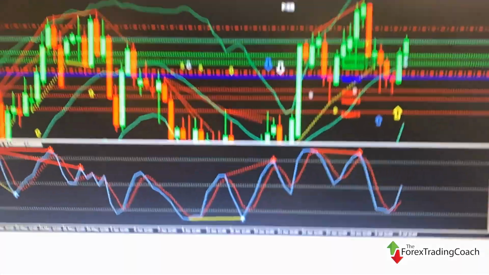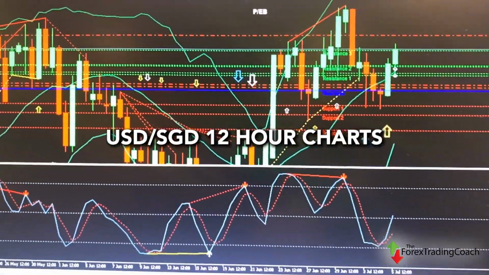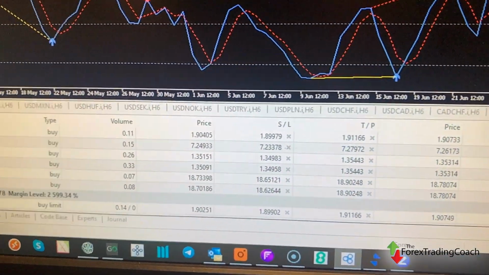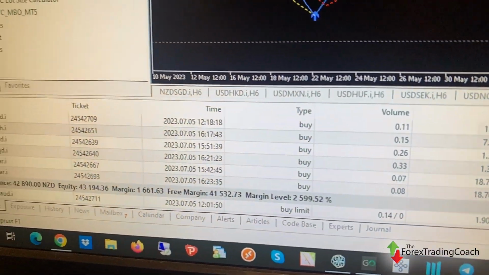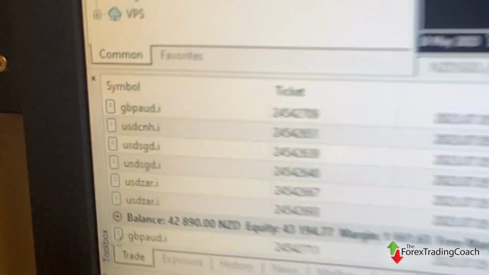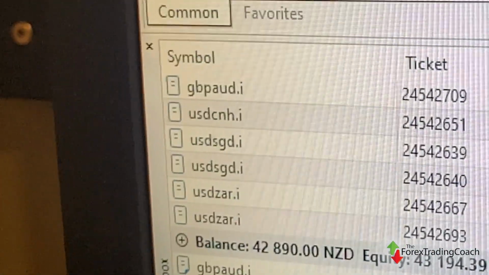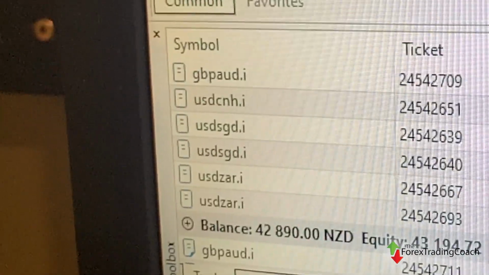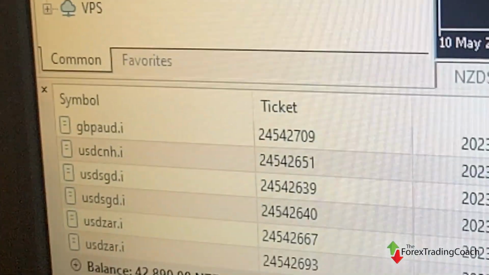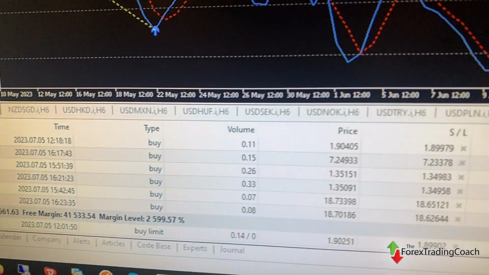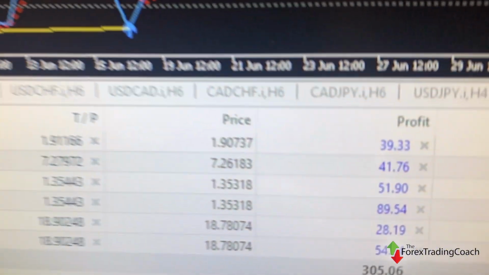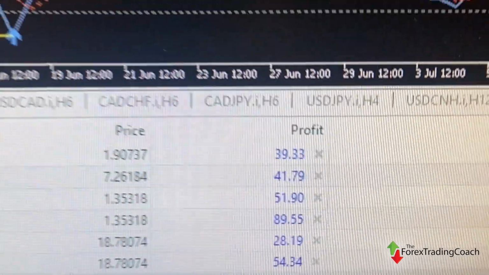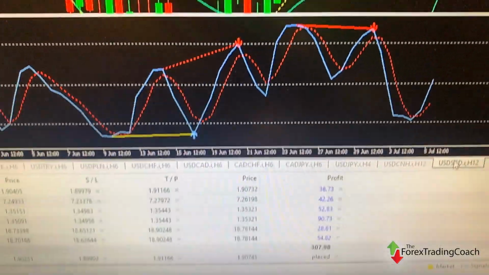Okay, we're now onto the 12-hour charts. This is the US Singapore dollar, which, hopefully it focuses. There we go, down there. You can see the trades. In the corner there, I've got the Pound Australian, the US Chinese, US Singapore, and the US South African. And if I can turn my camera around, you can see in here right now, those trades are all going very nicely. They were taken on the 12-hour charts, 4 of them.